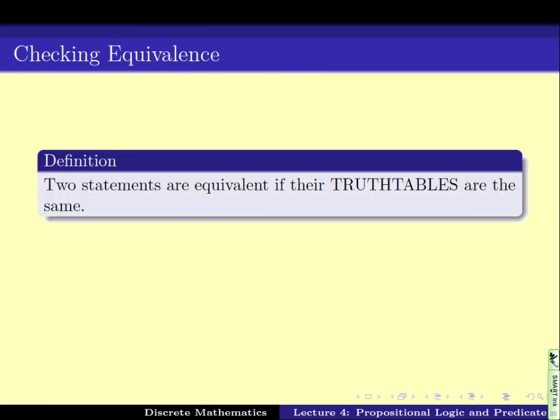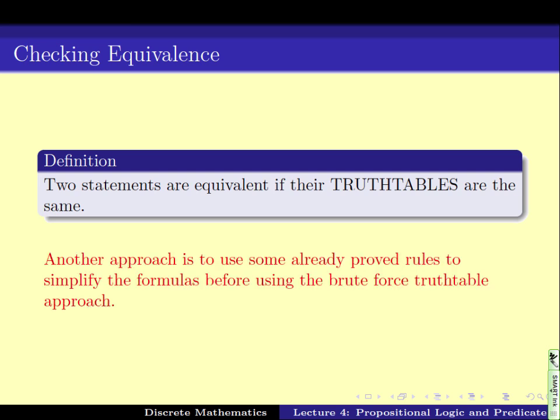Now, let's go back to the definition of equivalence. As I told you, checking equivalence is the same as checking if the truth tables are the same. As you can imagine, when these mathematical logic statements are big, or in other words, when there are quite a number of variables, doing the truth table can be quite a tedious process. There is one more way of checking equivalence. Namely, instead of using the brute force truth table approach, we can simplify the formulas using some rules.